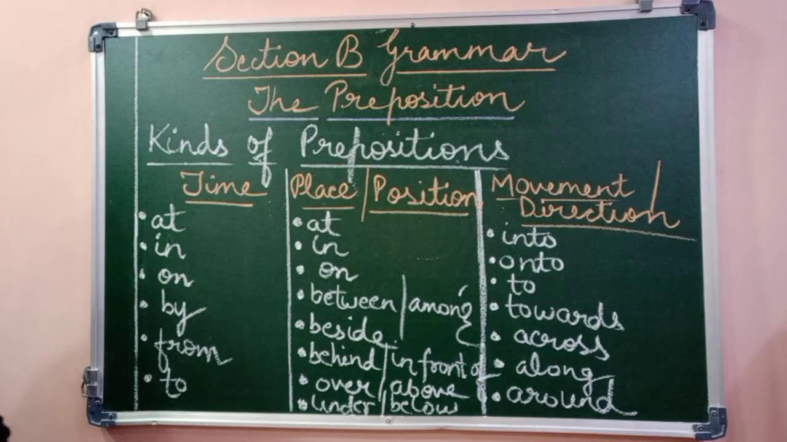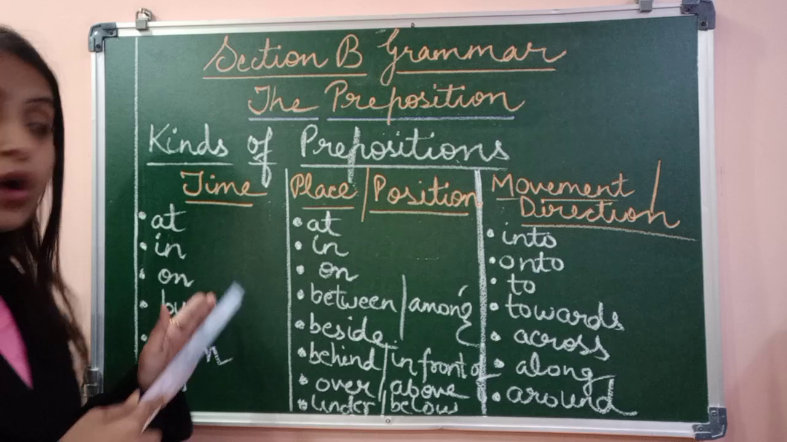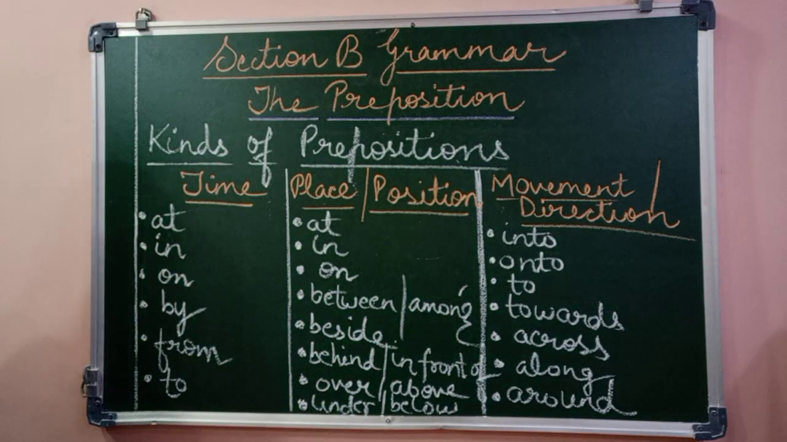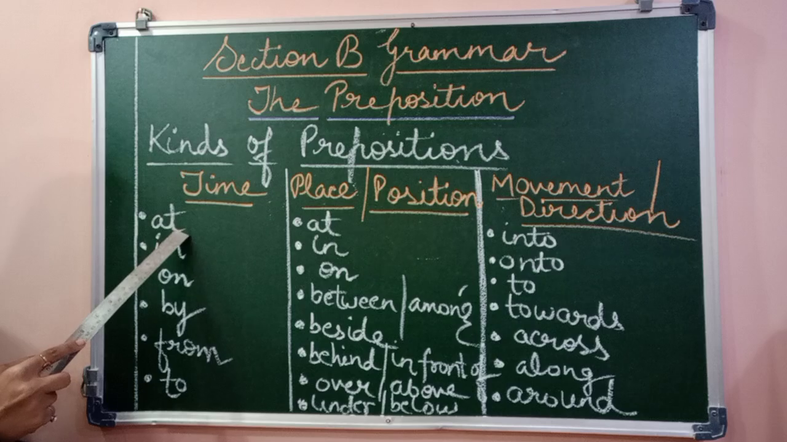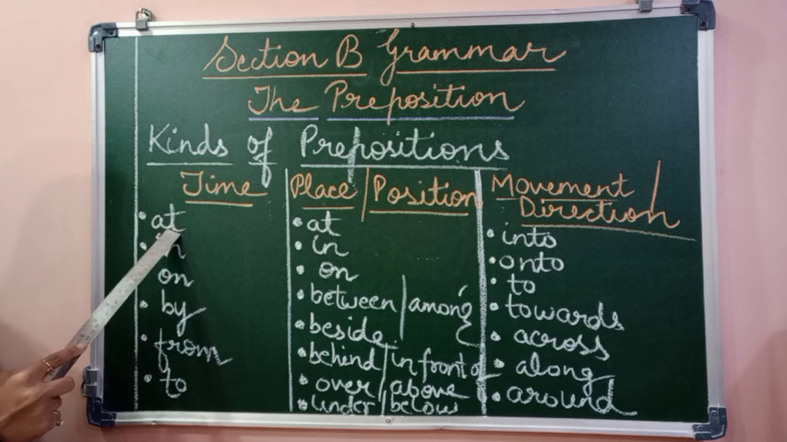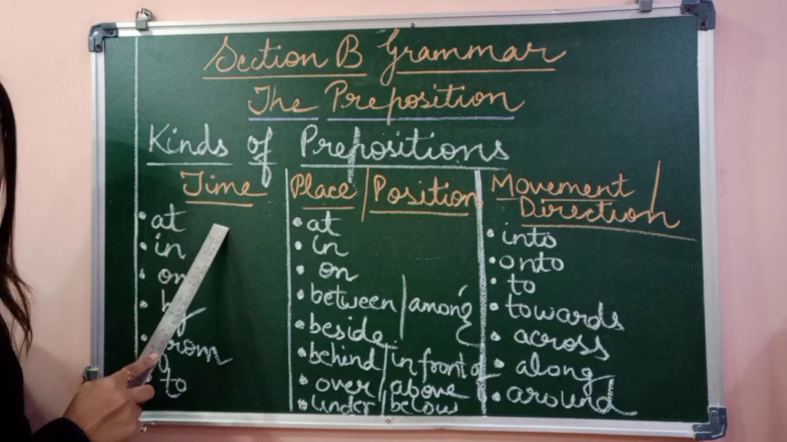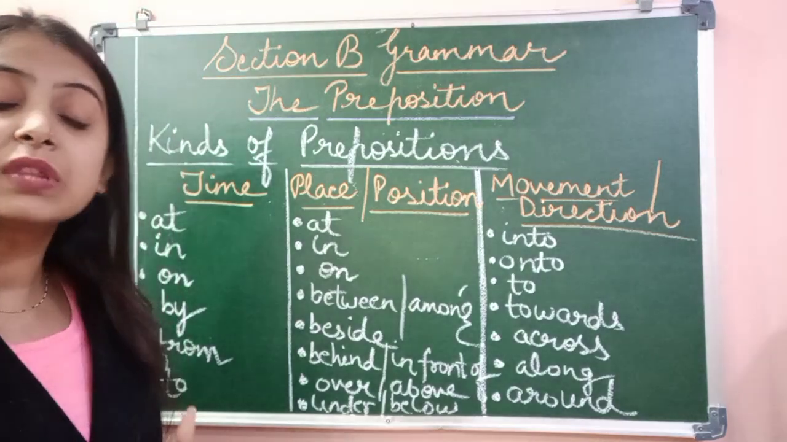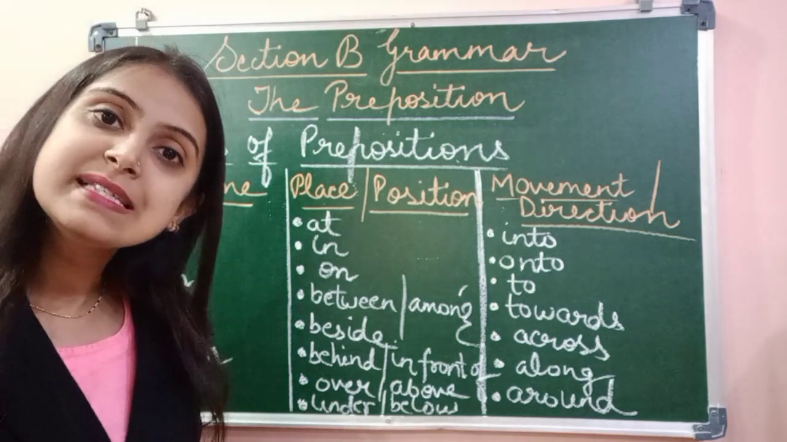Now, let me tell you kids that some prepositions are used as prepositions of time and also as prepositions of place. For example, these 3 prepositions, at, in, on, are used as prepositions of time also and prepositions of place also. Now, it depends on the usage, how they are being used in a sentence.